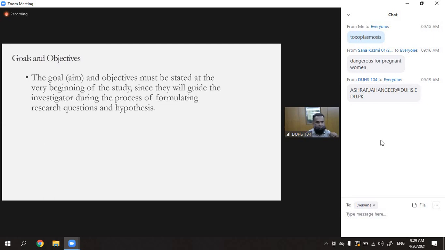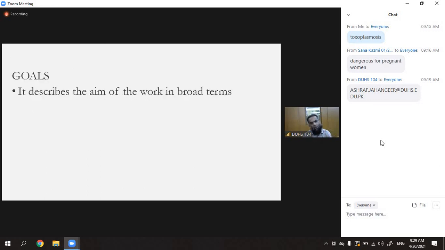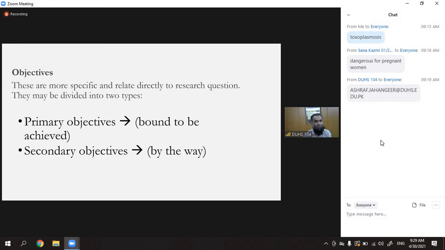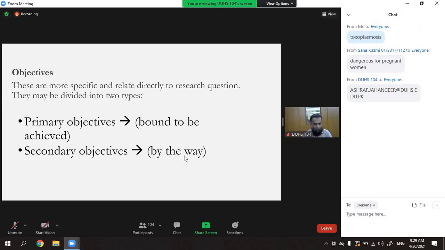So goal is, at the beginning, I want to find out the relationship between infections and psychiatric diseases. So that's your area, infection and psychiatry. But in the end, when you transform those goals into objectives, those would be more specific and relate directly to the research question. So you can replace infection with Toxoplasma gondii and psychiatric illness. You can specify the psychiatric illness such as schizophrenia. So objectives could be primary objectives and secondary objectives. What are these? We'll do it in the next lecture, next week, hopefully.